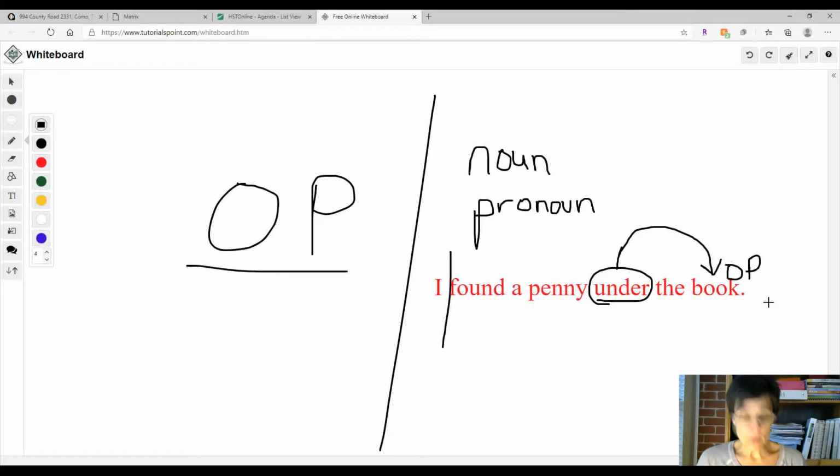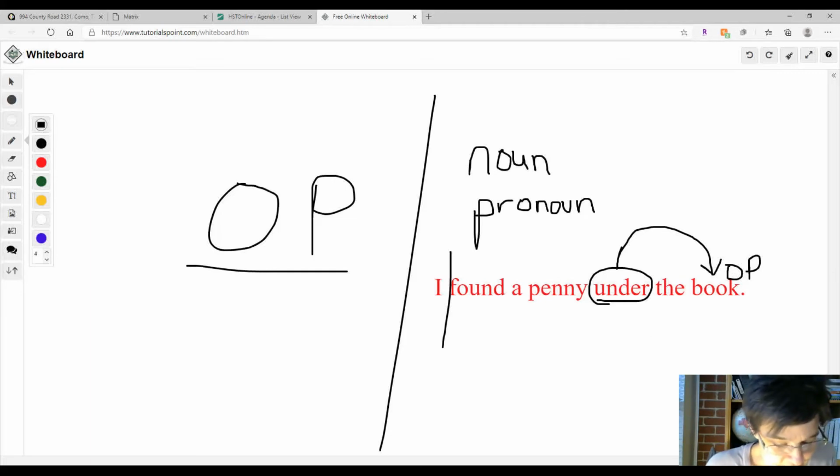Okay, under the book. Now, look at the very top of page 15 in that yellow box. The object of the preposition is the noun or pronoun that follows the preposition in a sentence. To find the OP, you say what or who. So, under what or under who? Under the book. That's how you find it. It's kind of like the subject of the preposition. Sort of, kind of. Okay?